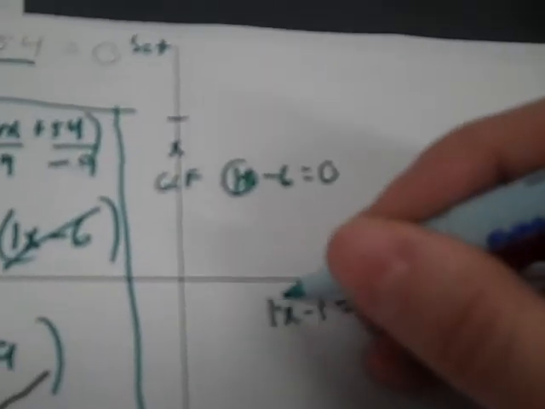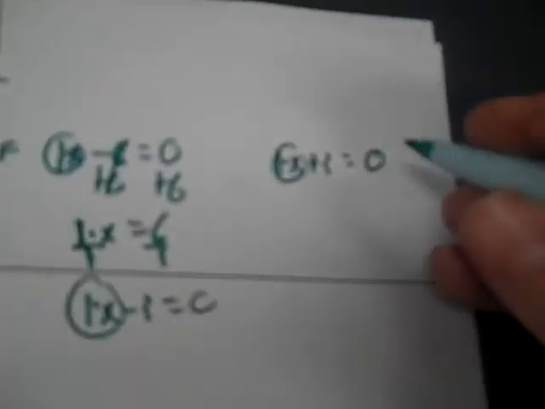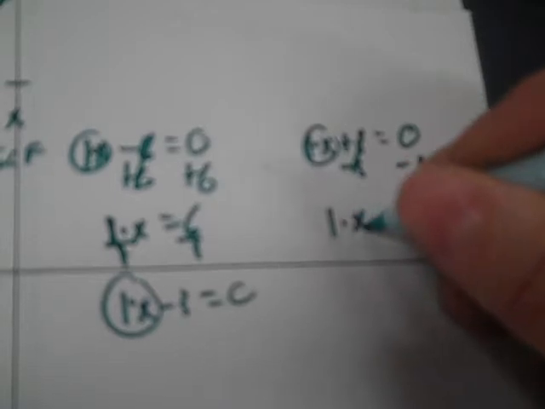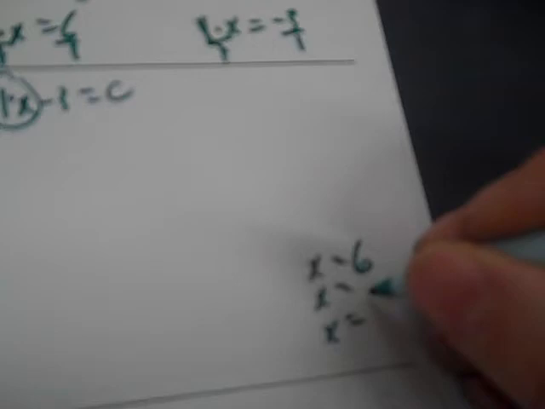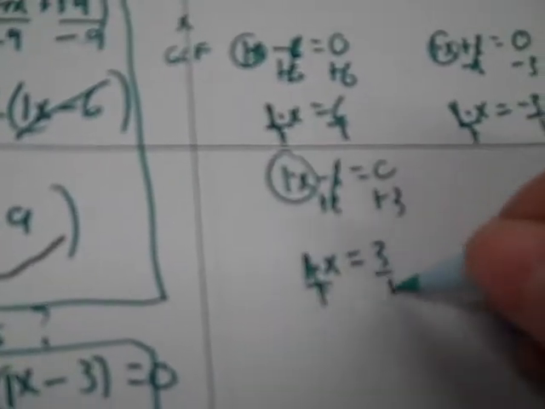Then you dot your X's, circle them, and you do the algebra. You add 6. 0 plus 6 is 6. 1 times X equals 6. Divide by 1. 6 divided by 1 is 6. Okay, minus 3. 0 minus 3 is negative 3. Then divide by 1. Negative 3 divided by 1 is negative 3. Then I add 3. So 1 times X equals 3. And then divide by 1 keeps us at 3.